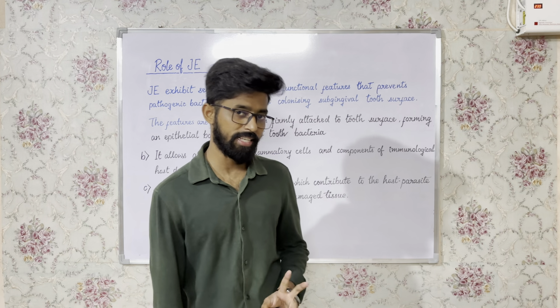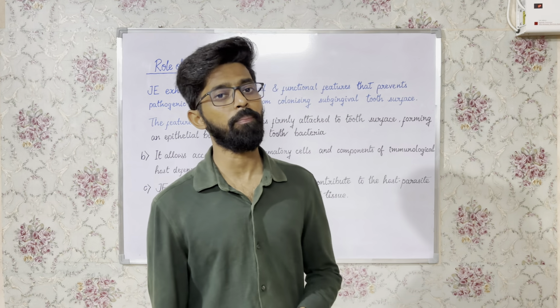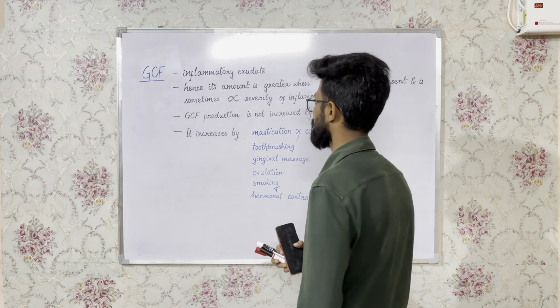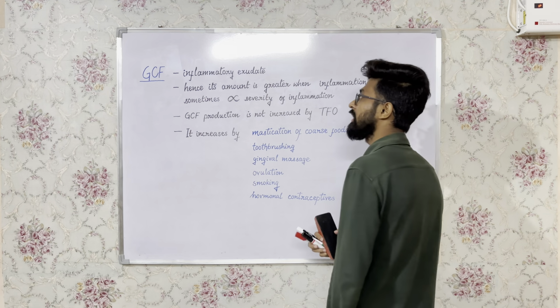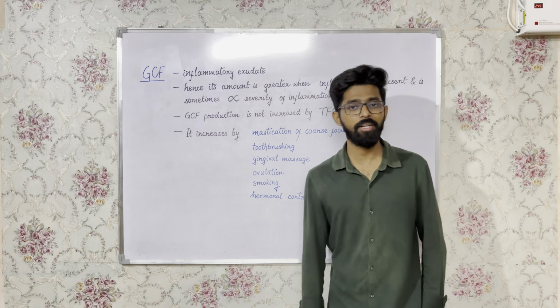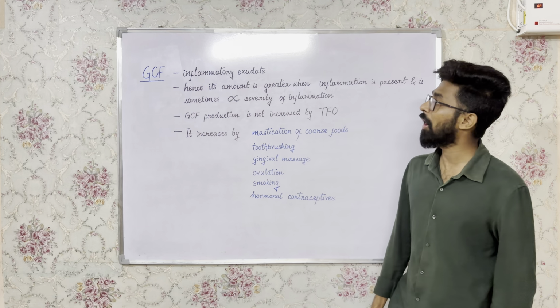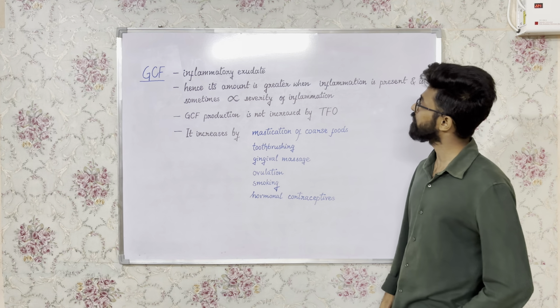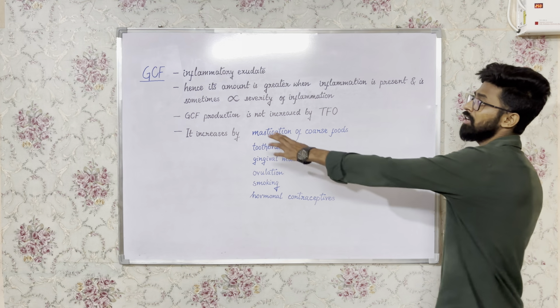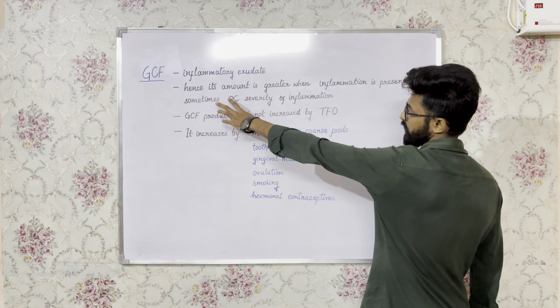Now we'll move to the second part, that is the role of the gingival crevicular fluid exudate. Okay, the first point will be GCF is an inflammatory exudate. The second point will be, since it is an inflammatory exudate, its amount will be greater whenever inflammation is present, and it is noticed that sometimes it is proportional. This is the sign of proportionality.